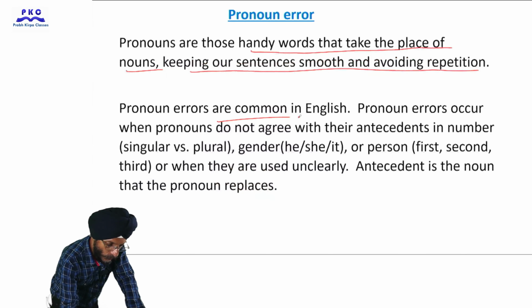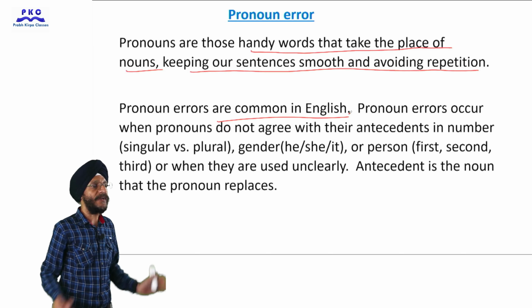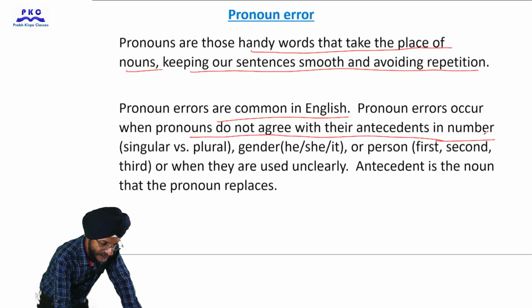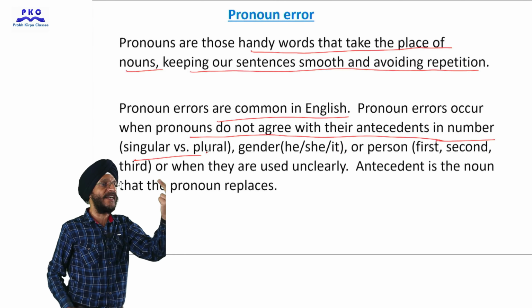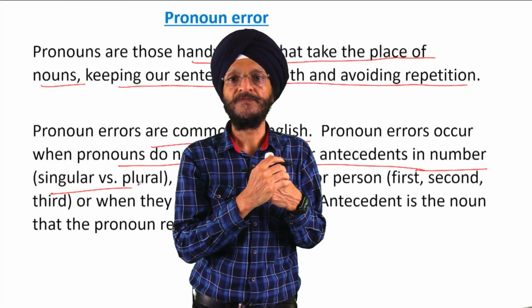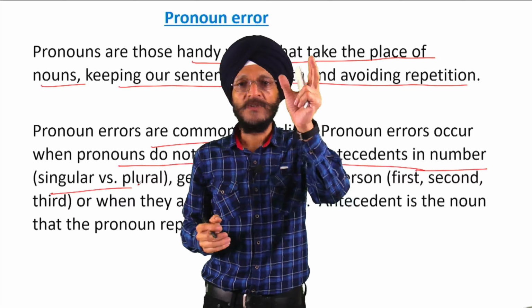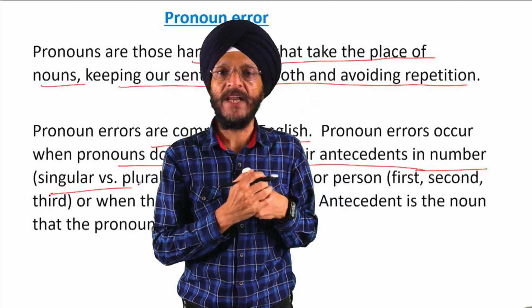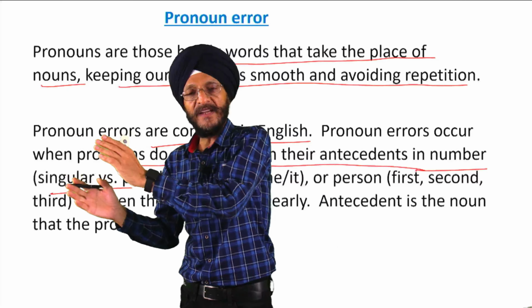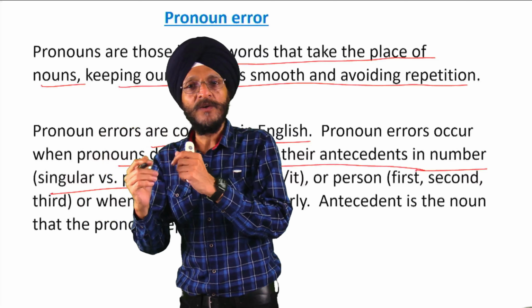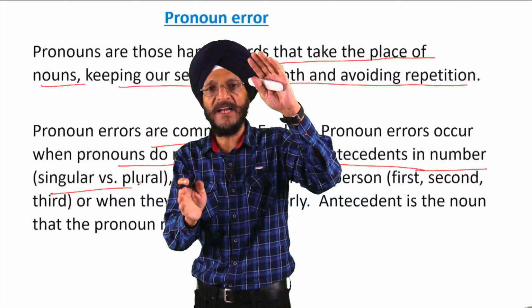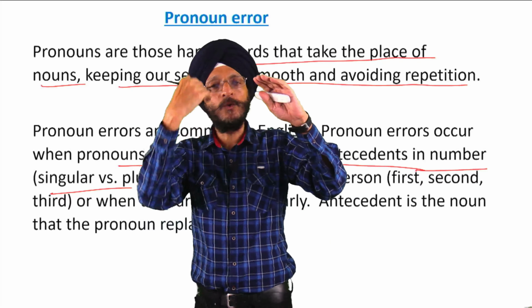Pronoun errors are common in English. Pronoun errors occur when pronouns do not agree with their antecedents in number. What are antecedents? Antecedents means the nouns they are referring to. Suppose initially we were talking about 10 persons and we were using the word they, and in another line we are using the word he. So it is a difference; the pronoun should refer to the noun.